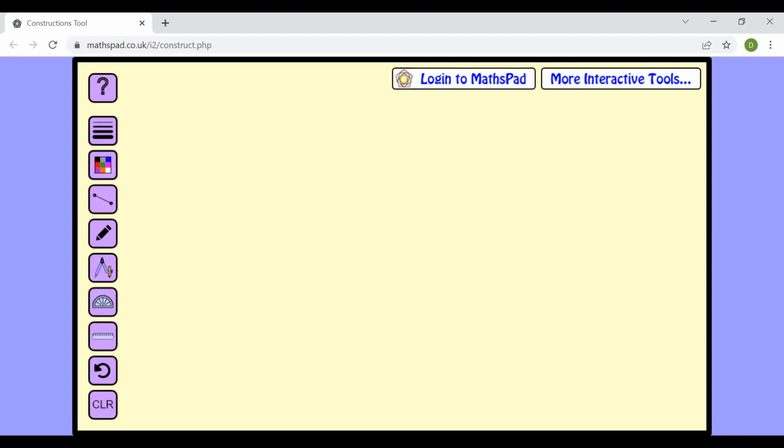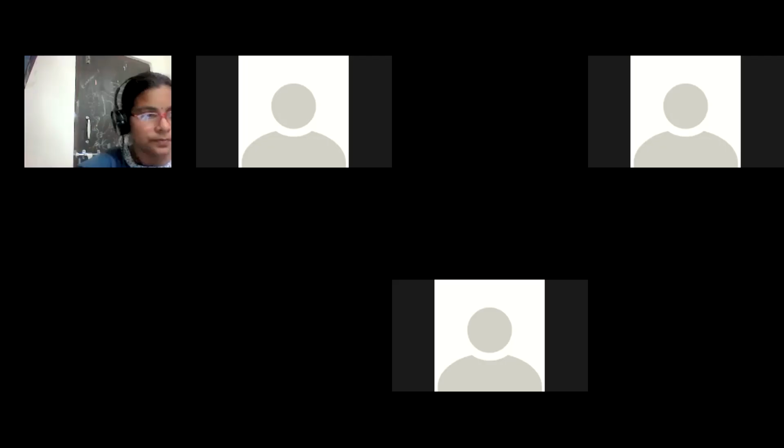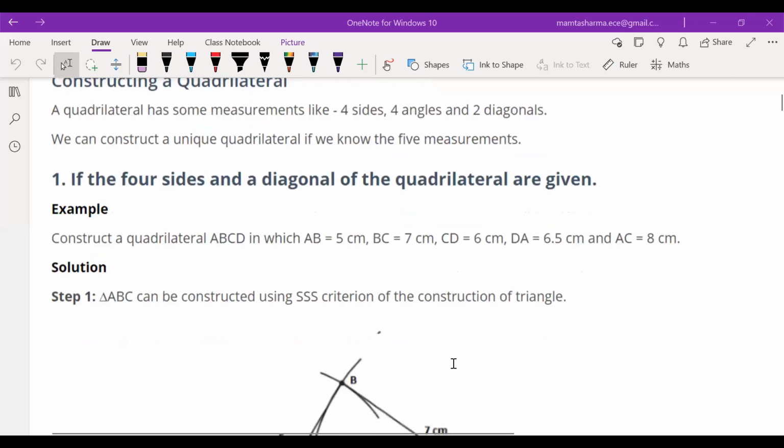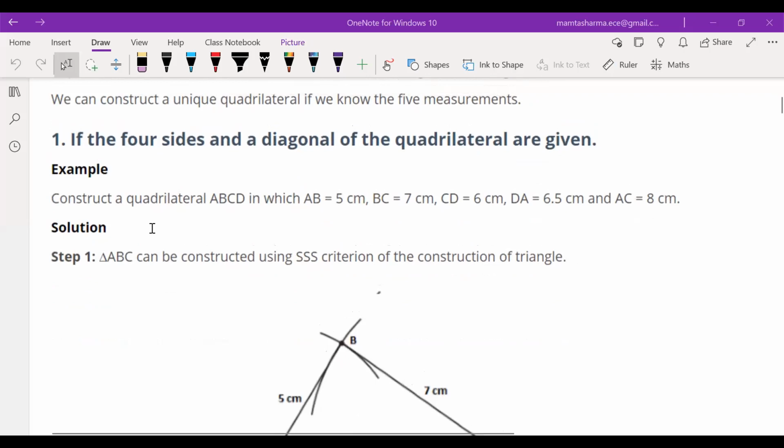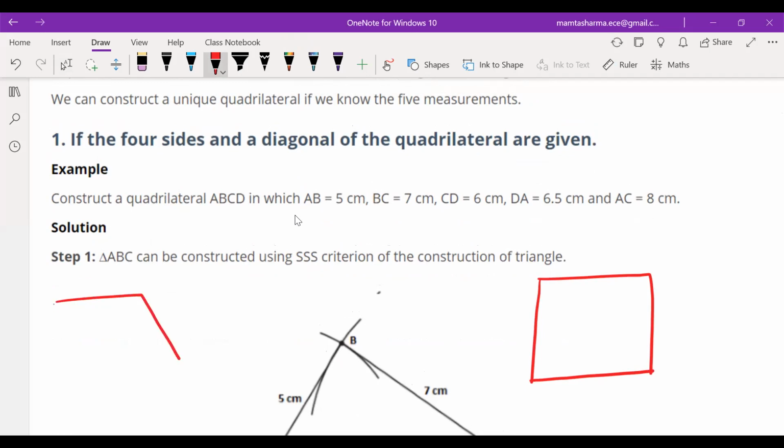Let me show the question. You note down this question first, then we will see how to construct this quadrilateral. Construct a quadrilateral ABCD in which AB is... First draw the rough figure. Draw any quadrilateral of any shape.